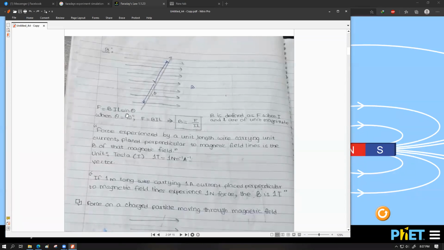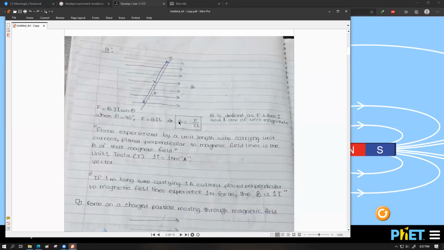If this theta is 90 degrees, which means the wire is placed exactly perpendicular across the magnetic field lines, you would have the most amount of cutting. And in that case, you're going to have the strongest, or biggest, force. So this is exactly how the formula is simplified. When theta equals 90 degrees, sine theta becomes 1, and F equals BIL.